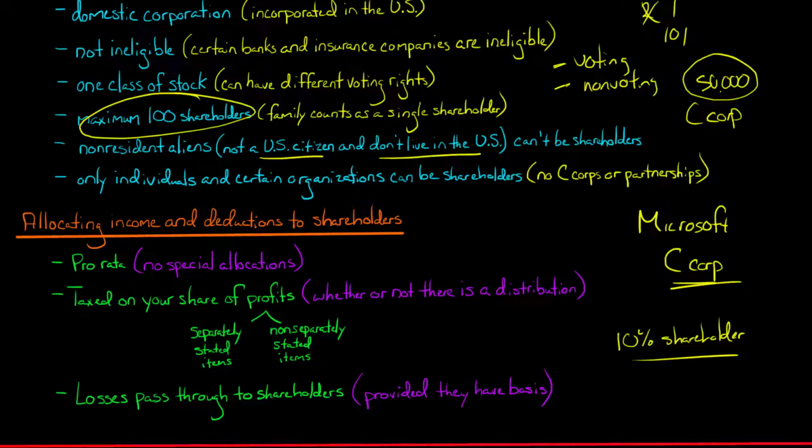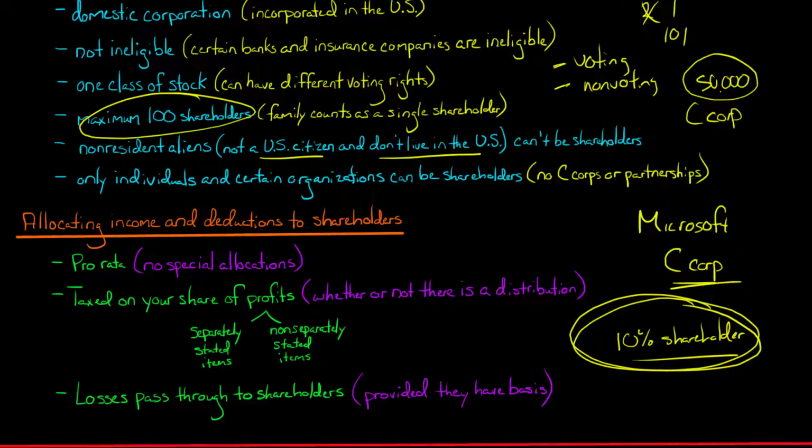So that's called a special allocation when it comes to partnerships. You can't have that with an S corp. You cannot have a 10% shareholder get 90% of the tax credits with an S corporation, right? It has to be based on their percentage ownership. So that's what I mean by pro rata for income and deductions.